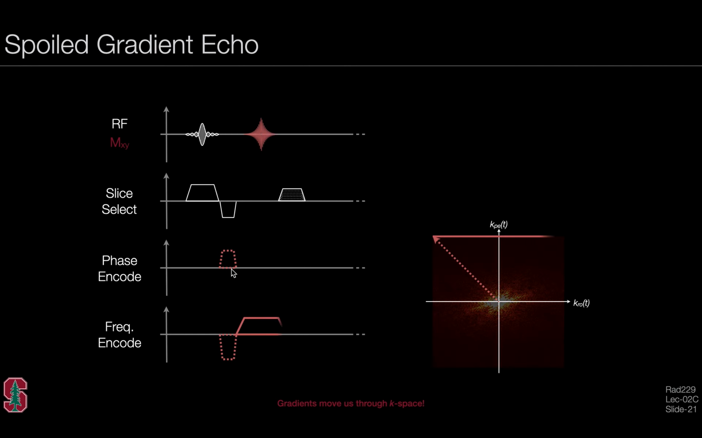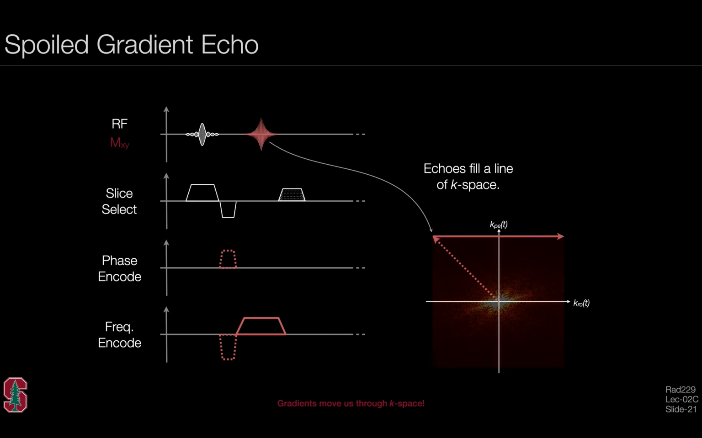The next thing that would happen after this would be readout. And the readout gradient would move us along the frequency encoding direction unidirectionally. At that point in time, we would be sweeping across k-space, opening up our ADC to receive the underlying echo signal, and we would move through this trajectory in k-space. The spoiled gradient echo sequence will destroy the transverse magnetization at the end of acquisition, and that inherently moves you back to the origin again in k-space.